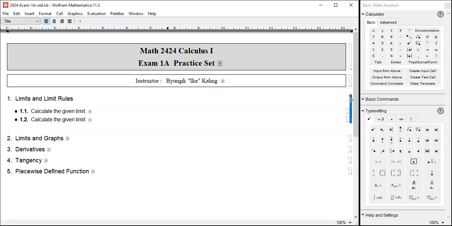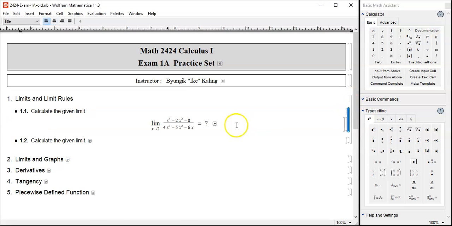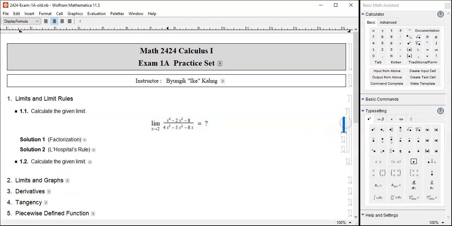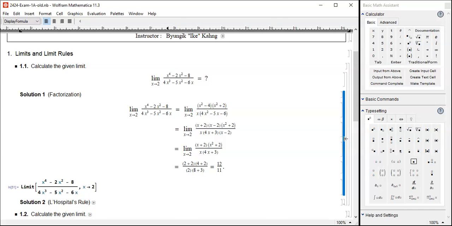First problem, limits and limit rules. This one is a 0 over 0 type limit. If you plug in x equals 2 and run your computation, then you're going to get 0 over 0. So what do you do? Method number 1 is to factor the numerator and denominator and cancel out the 0 factor. And method number 2 is L'Hopital's rule. This is the textbook's method.